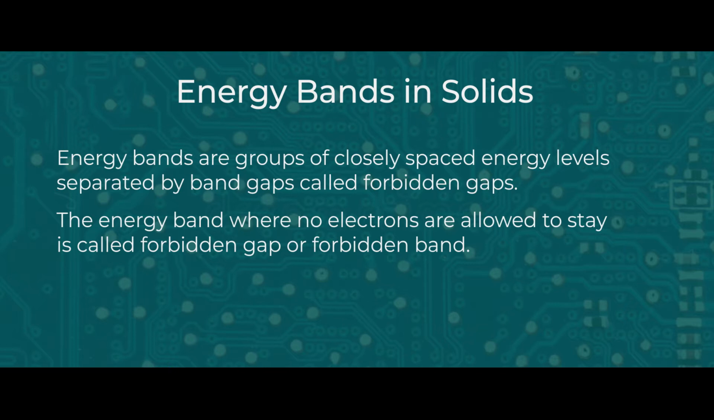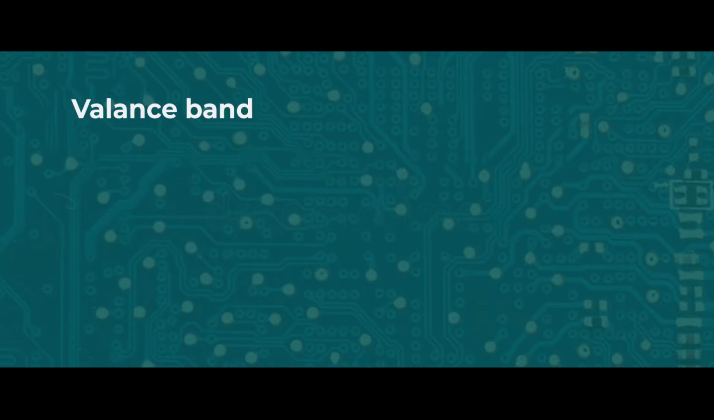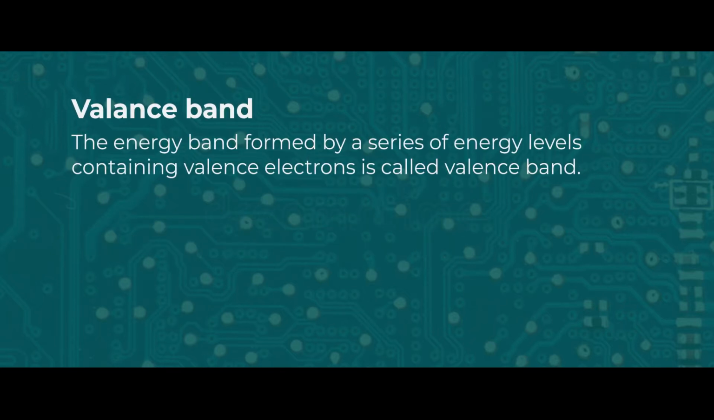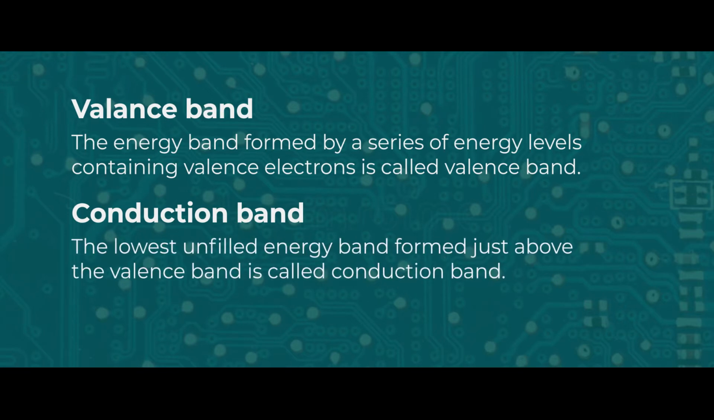Now let's look at the definition of valence band. The energy band consisting of a series of energy levels containing valence electrons is called valence band. So this energy band contains valence electrons. Next we have conduction band. Conduction band is the lowest unfilled energy band lying just above the valence band. So this conduction band is the lowest unfilled band just above the valence band.